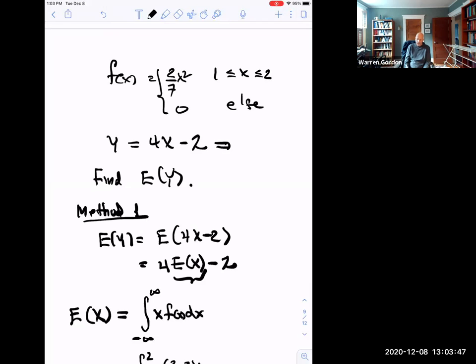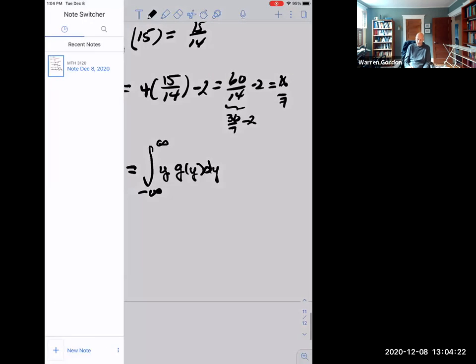Notice from here, I get (y plus 2) over 4 is equal to x. So dx over dy is equal to 1/4. And by the way, if x goes from 1 to 2, y will go between, when x is 1, y is equal to 2, and when x is 2, I get 8 minus 2, y is 6. So I could use a change of variable theorem.